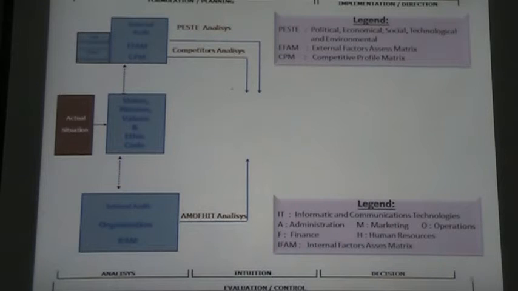Are they prepared for the future that I have visualized? I need other employees, new employees, more capacitated than actual employees. What is the situation in this case? Then I need to take an IFA, internal factors assets matrix. The same as in the previous case: my company, my benchmark, perhaps another benchmark.